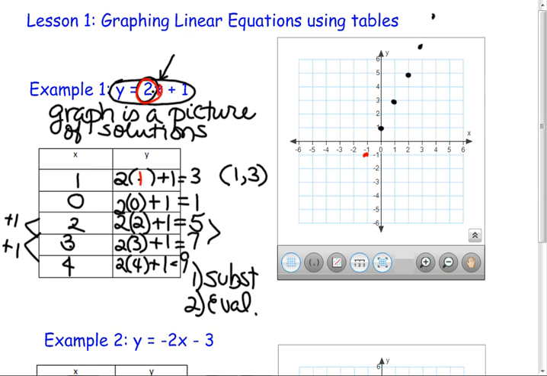I graphed all of these. 1, 3, 0, 1. I'm going to clean it up a little bit. 2, 5, and 3, 7. I was a little bit off my graph. Now what should I do with these points? Because all the points in between also lie on this graph. I'm going to draw my line.